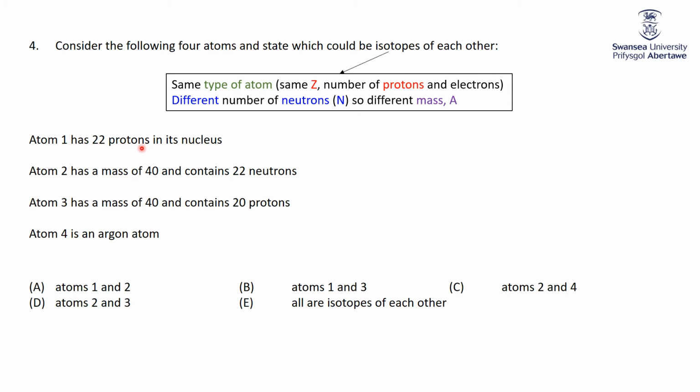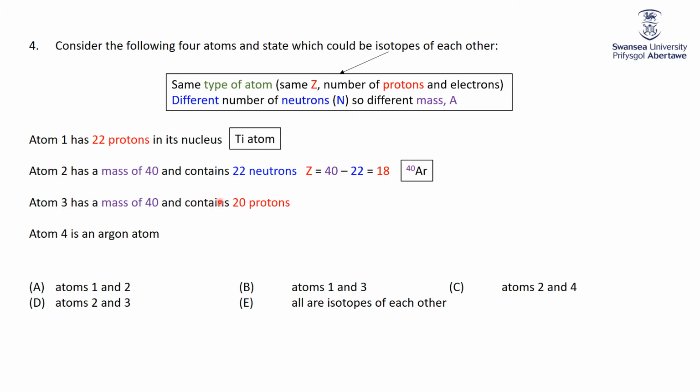So atom 1, 22 protons in its nucleus. That means it's a titanium atom. If you look at the periodic table, titanium has an atomic number of 22. Atom 2, mass of 40, has 22 neutrons. Well, 40 minus 22 is Z, the atomic number, which is 18. What atom has an atomic number of 18? The answer is argon. So for the first atom, all we can say is it's a titanium atom. Second atom, we can say it's argon, and we also know its mass of 40, so it's argon-40.